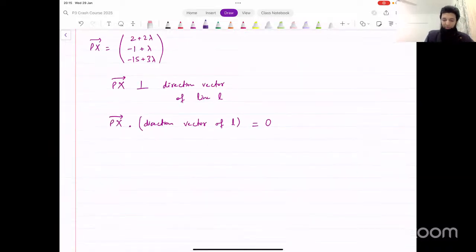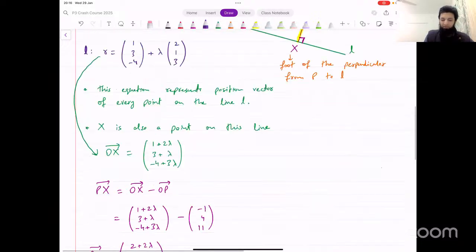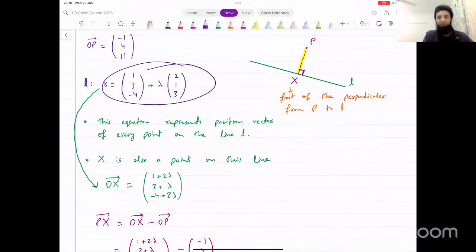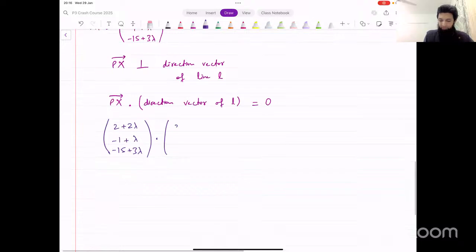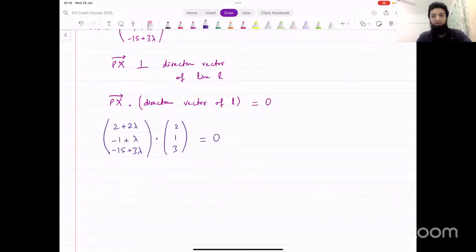Now let's input these vectors here. Px vector is 2 plus 2 lambda, minus 1 plus lambda, minus 15 plus 3 lambda, dot direction vector of line L. This is the line L that we were given. What's the direction vector in this line? It's 2, 1, 3. Let's use that here. 2, 1, 3. This should equal 0. Now we just solve this equation and that will give us the value of lambda.